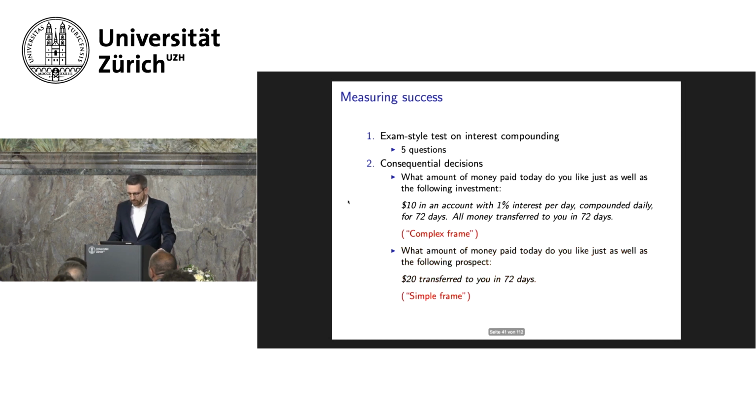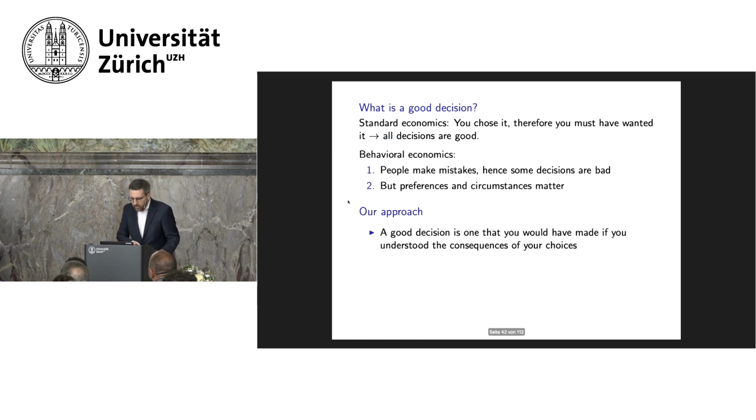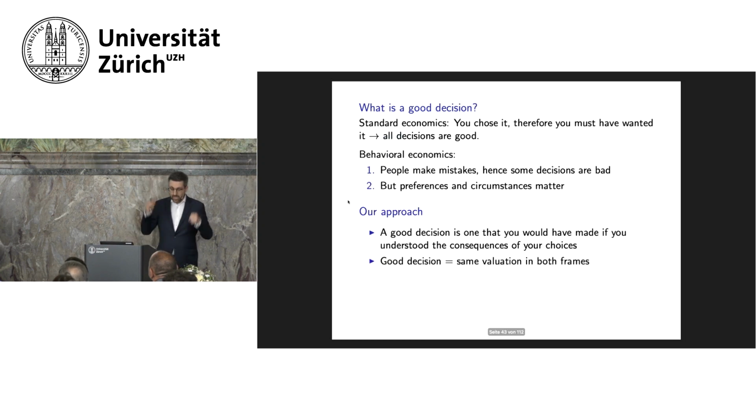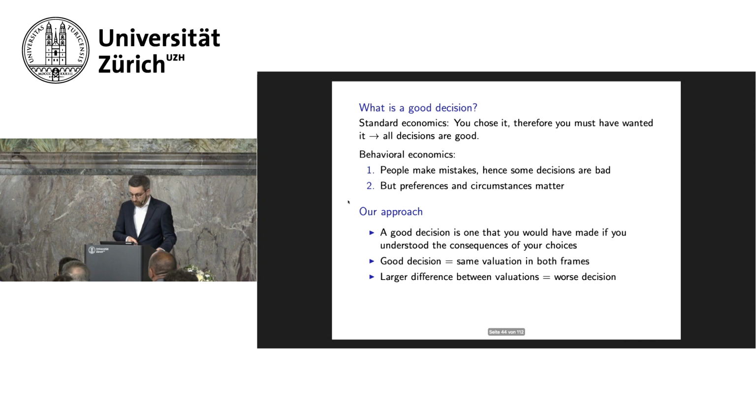Now, the thing is, these decisions have exactly the same consequences. If you know your rule of 72, you know that the investment compounds to $20. So somebody who understands compound interest, who applies that knowledge when making choices, should have the same valuation regardless of how we ask that question.